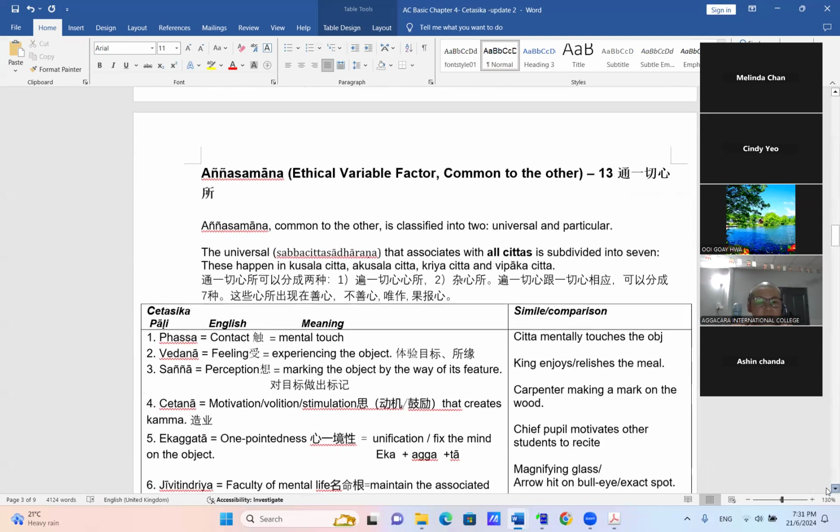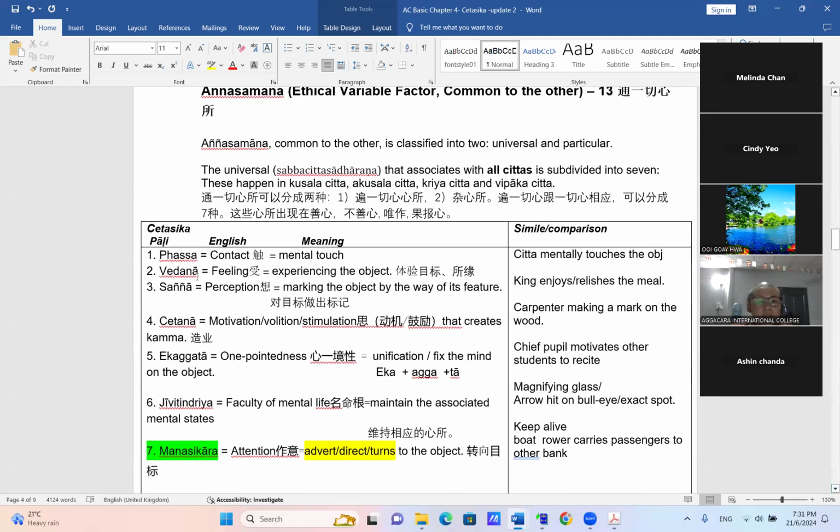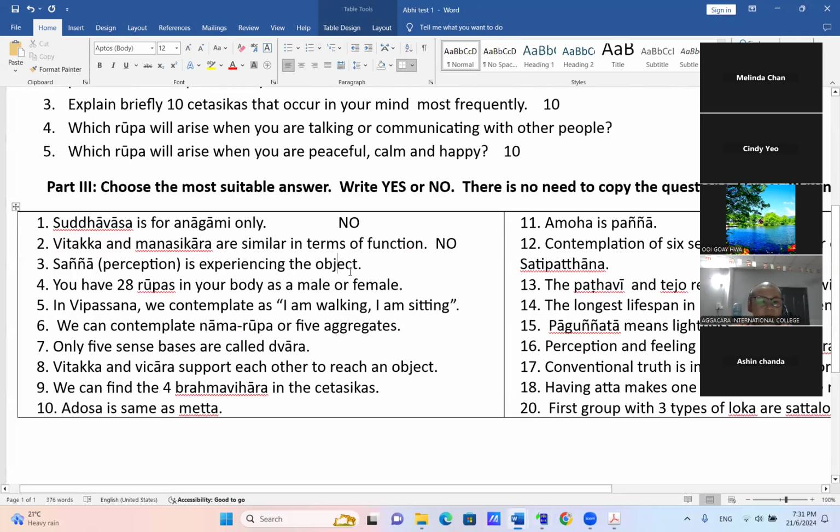The answer is Vedana, okay? Vedana is the one that experiences the object. So sanya is marking the object. Remember again. So the answer is no. All right, so if you got it right, give yourself the mark. Remember this one.